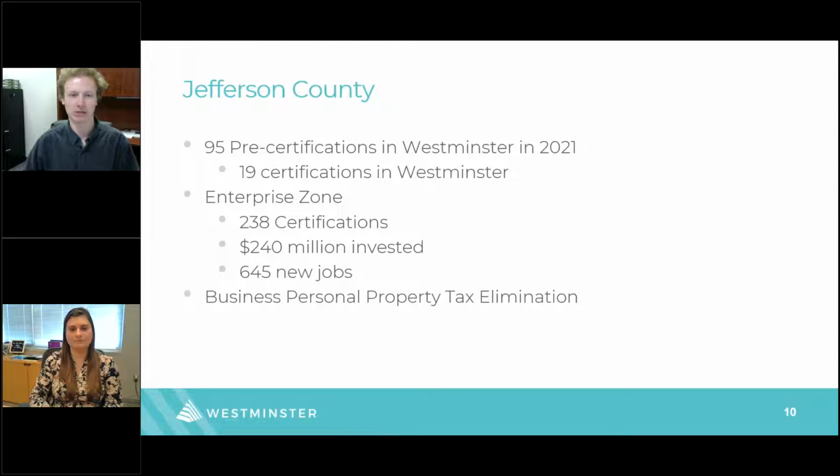Mirroring Aaron's slides, here are some brief statistics about Jefferson County and what we've done with the enterprise zone. We had 95 pre-certifications in Westminster last year, and then 19 certifications in Westminster. If you recall, Aaron's numbers were similar. We had about 20% matriculation from pre-certification to certification. So there is room for growth, and businesses should take that opportunity to receive those tax credits, because we would love to see a higher percentage of businesses take advantage of that.